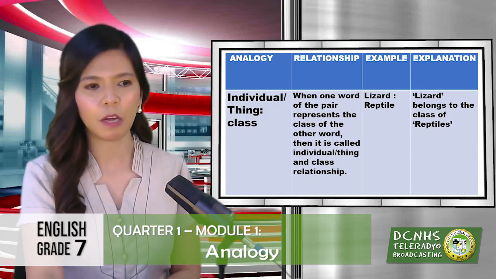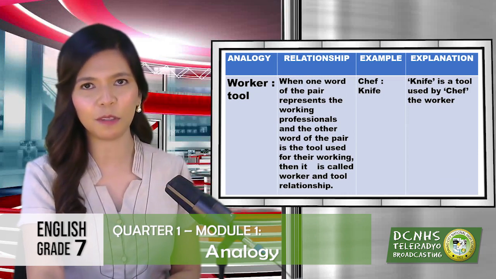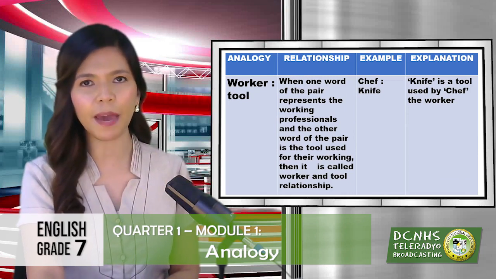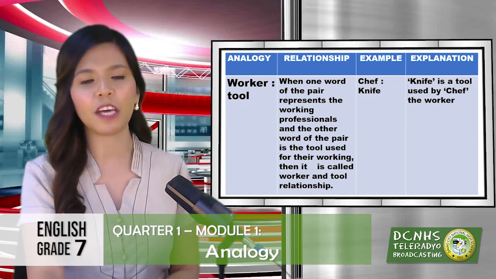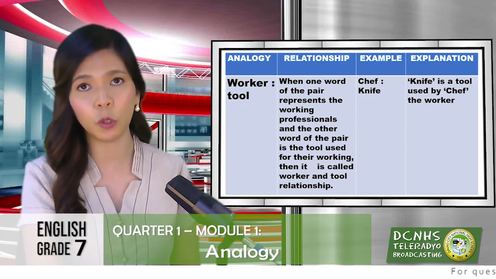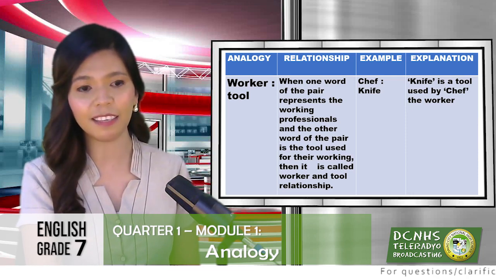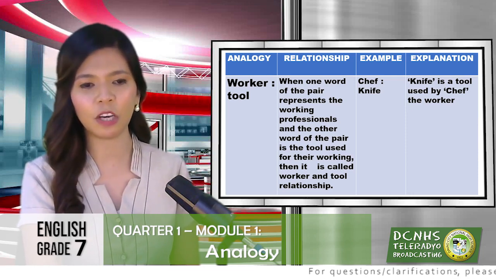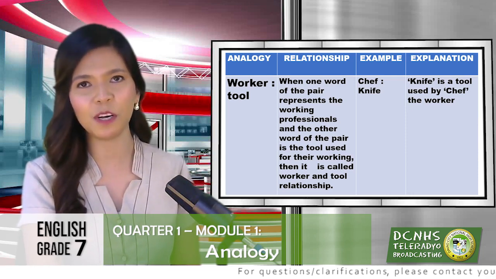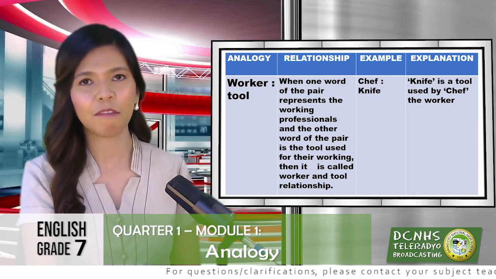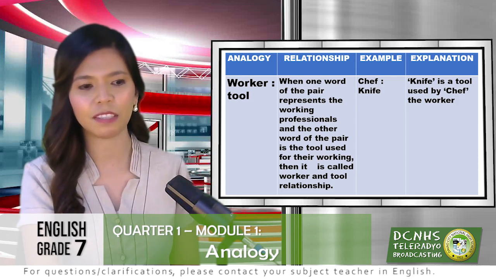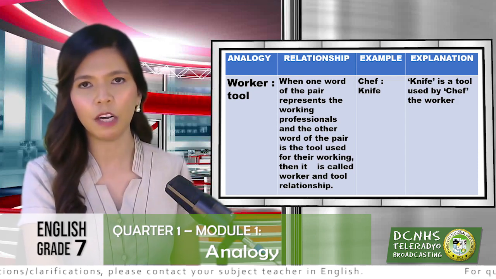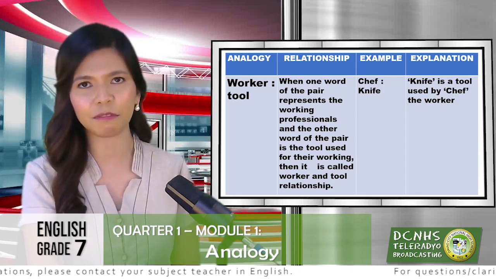Fifth type, worker is to tool. When one word of the pair represents the working professionals, and the other word of the pair is the tool used for their working, then it is called worker and tool relationship. For example, chef is to knife. Chef is the worker who uses the tool knife.